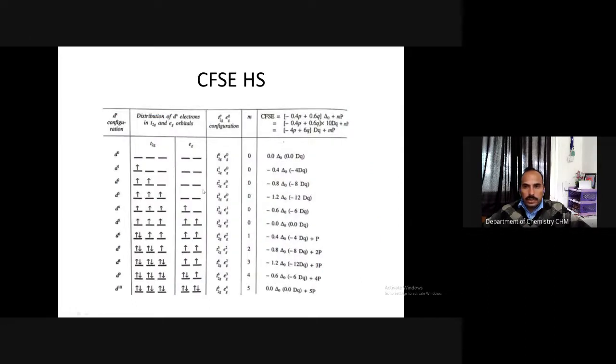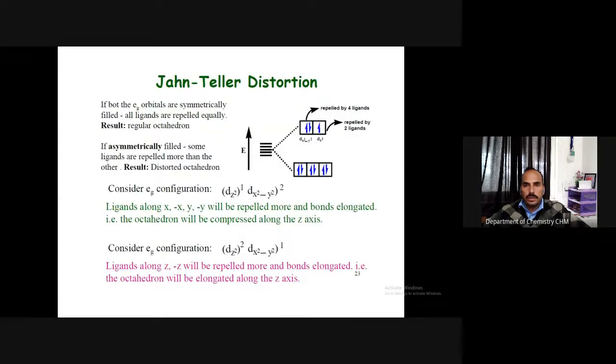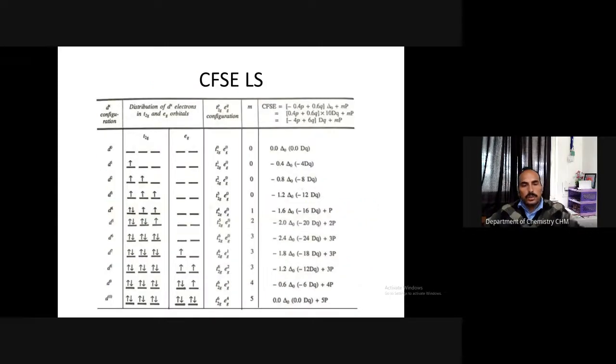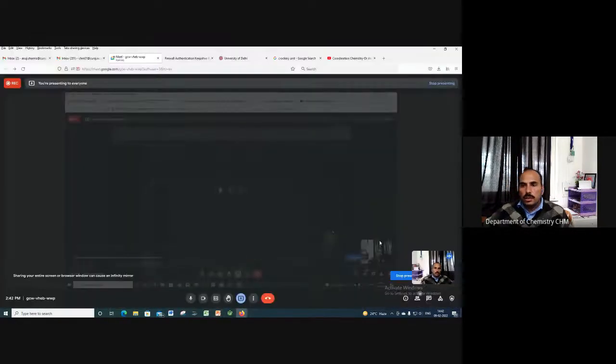Again, there are some calculations of CFSE in various cases. You can have a look at these values. This will give you an idea about which compound is expected to be more stable and which compound is expected to be less stable. So we will continue the discussion of crystal field theory and its applications in the next class also. As of today, we have understood a lot of properties by considering the splitting of the d orbitals in crystal field theory. So our discussion today will end here, and we will check some other applications of crystal field theory in our next class.